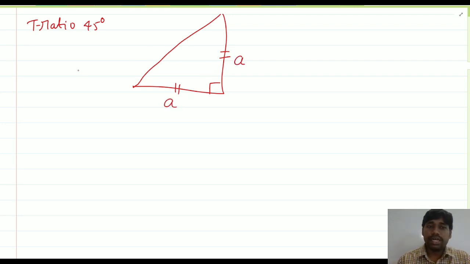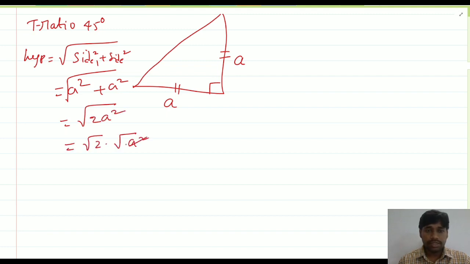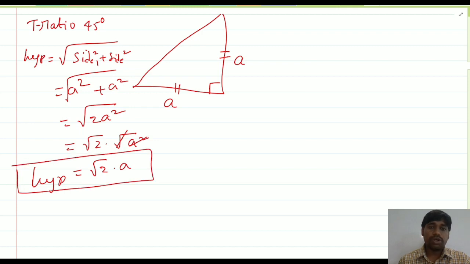So how to calculate the hypotenuse? I told you hypotenuse square is nothing but side square plus the other side square. So here it is A square plus another side also A square, that is 2A square, that can be written as root 2 into root A square. This and this get cancelled, root 2 into A. So the hypotenuse is simply root 2A. You can take anything here, namings are like this.